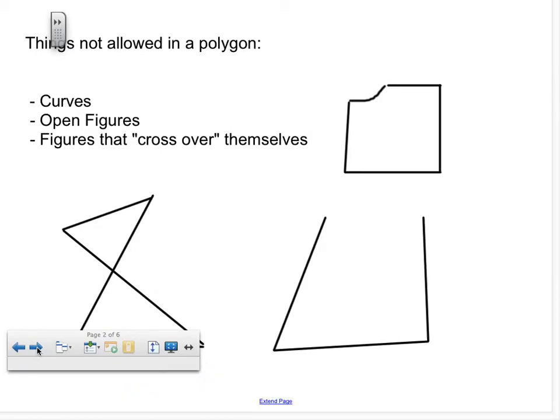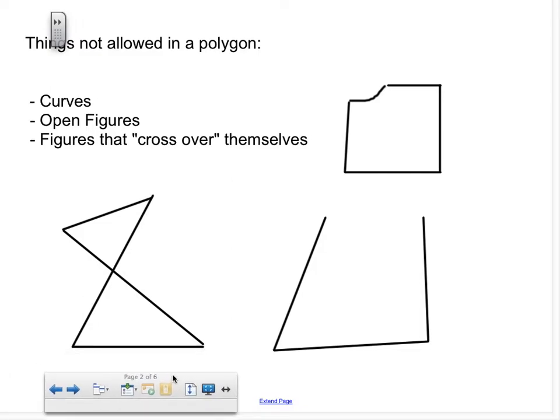Some things not allowed in a polygon. A polygon is a closed figure that has no curves and the sides never cross over themselves. So all 3 of the drawings we see here are not polygons. This one is not a polygon because this is not a straight line side or a segment side. It is a curve. We do not use curves in polygons. This is not a polygon.